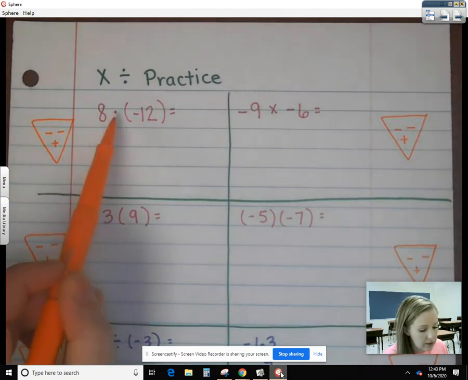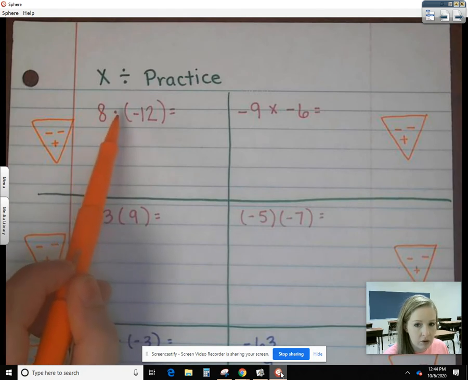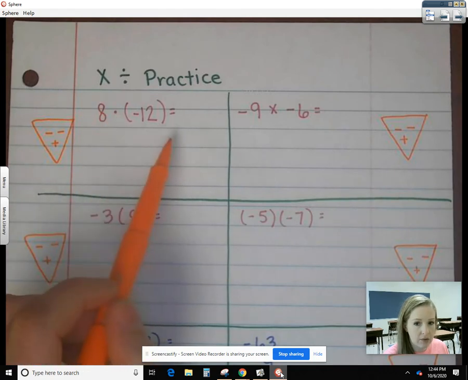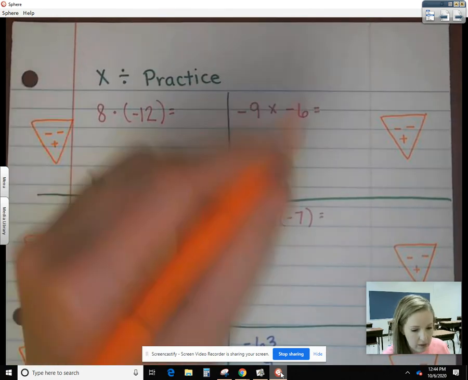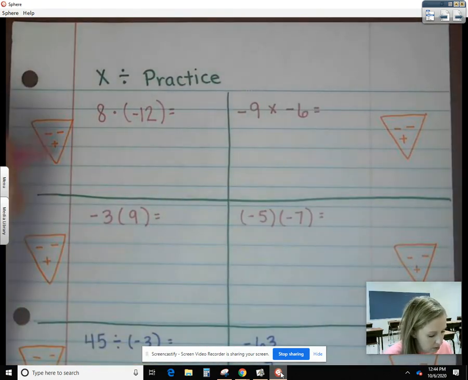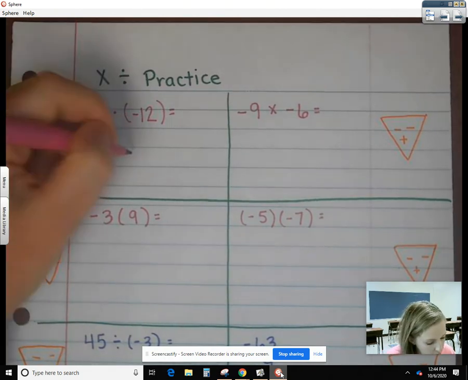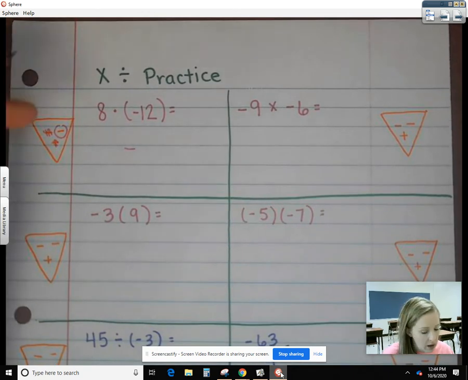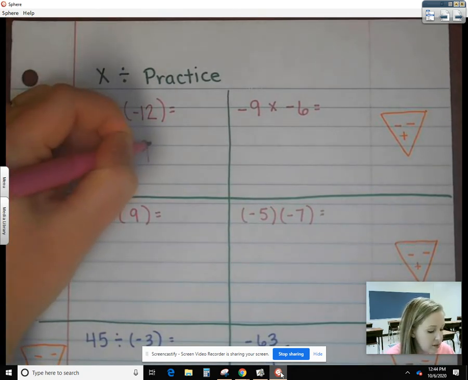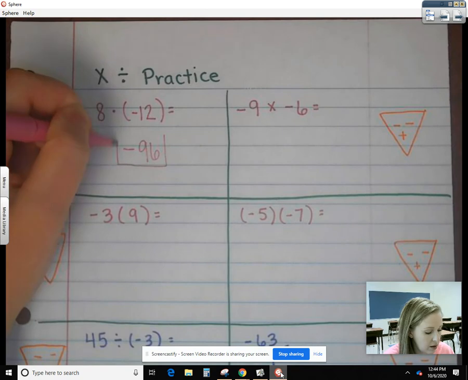So 8 times negative 12. Remember that this little dot means multiplication. So 8 times negative 12. 8 is positive, so I'm going to get rid of positive, and 12 is negative, so I'm going to get rid of one of the negatives, leaving a negative symbol. Remember that the one that's left, you circle that, and that is the sign of your answer. So we know our answer should be negative, and 8 times 12 is 96, so it's negative 96.